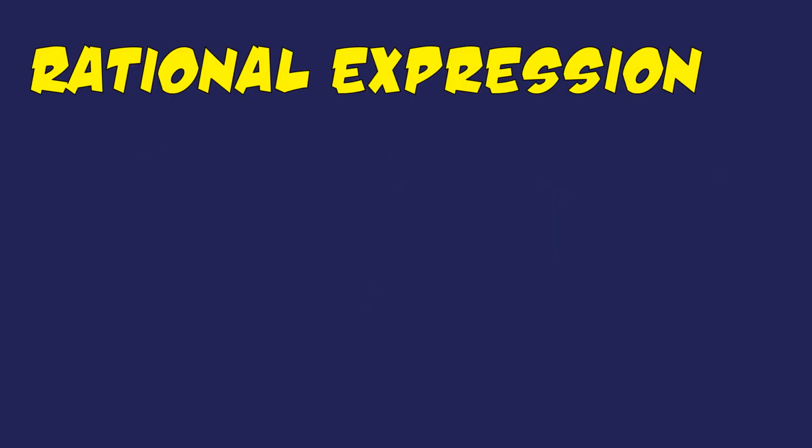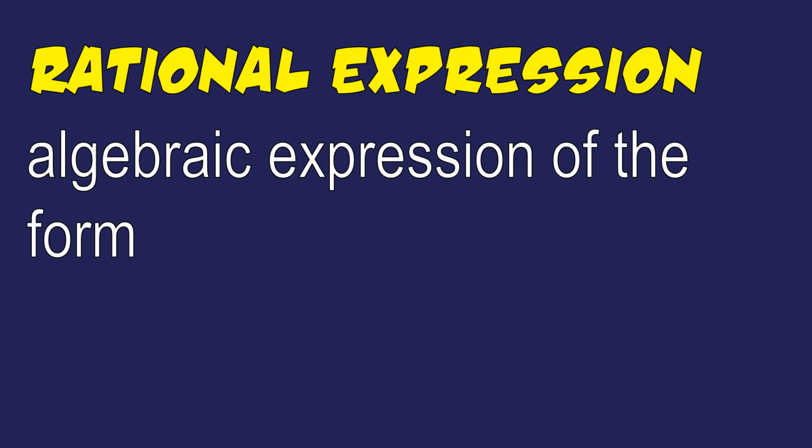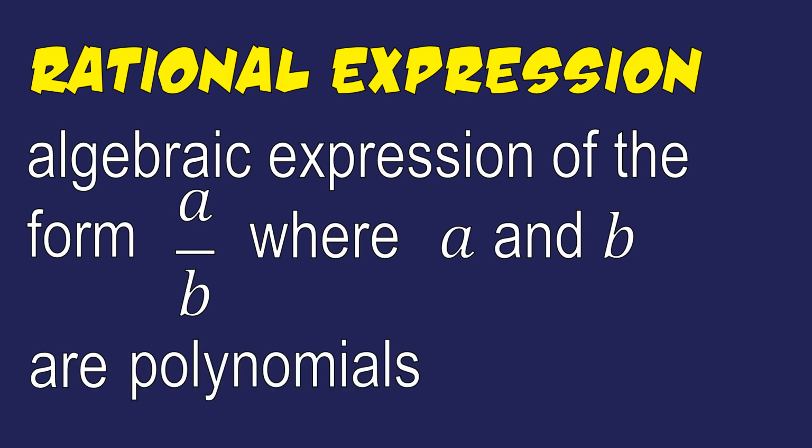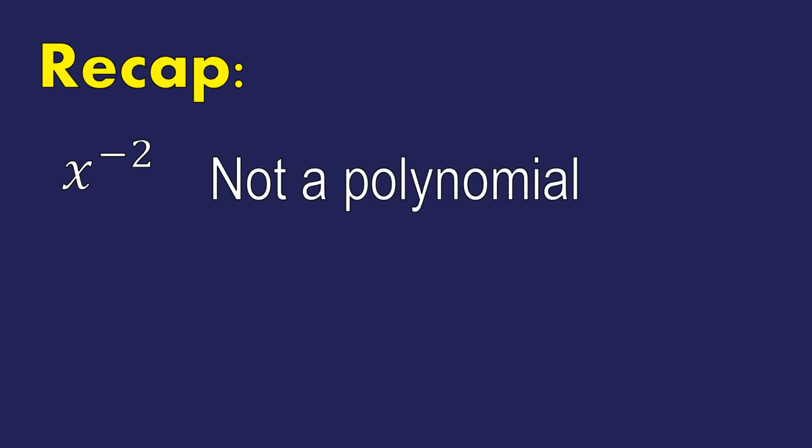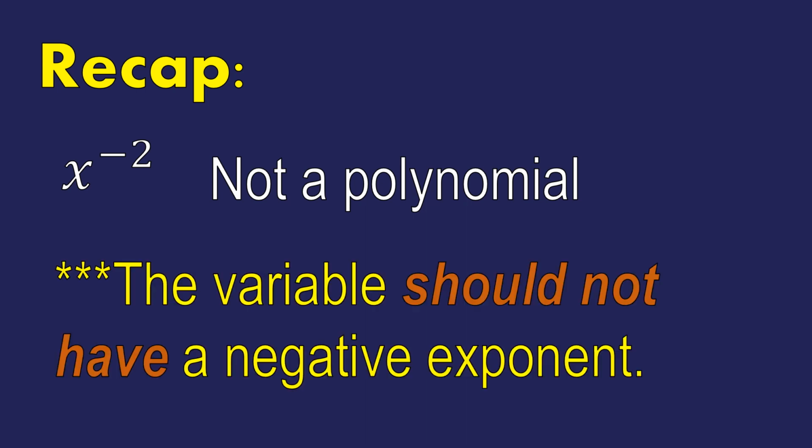When we say rational expression, it is an algebraic expression of the form a over b, where a and b are polynomials and b should not be equal to 0. Now let's have a recap on identifying polynomials. x raised to negative 2. This given expression is not a polynomial. Take note that the variable should not have a negative exponent for us to say that it is a polynomial.